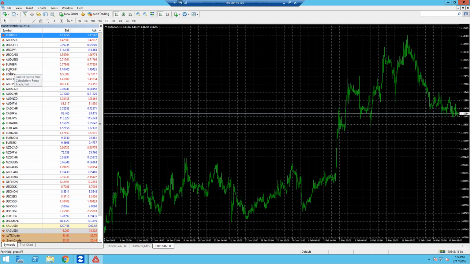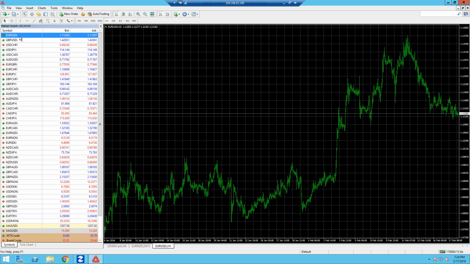If you want to know what the EUR CHF is, this is a cross. If you want to know how that works, it's to take the EUR USD and the USD CHF, they're crossing it, and they're coming up with another number.